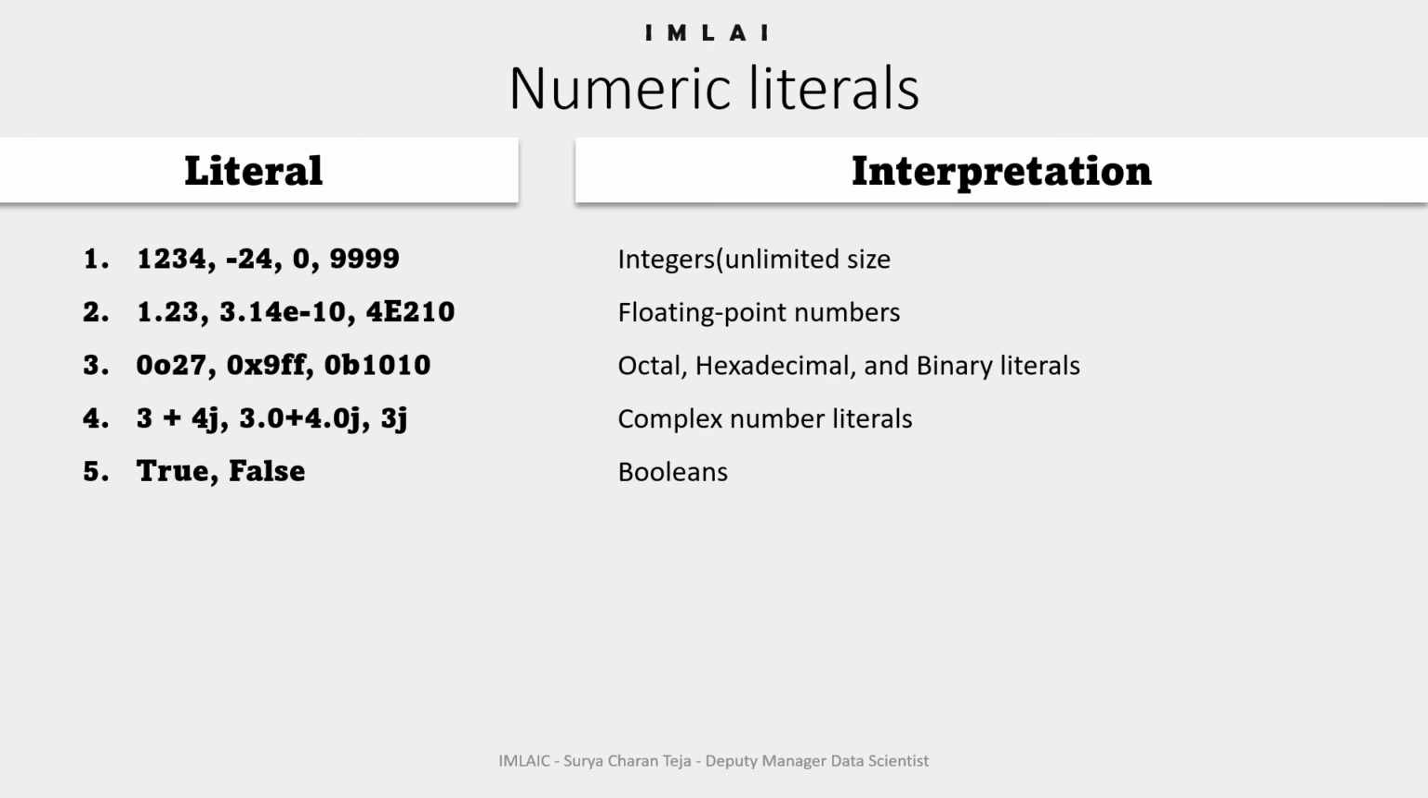And the next thing is booleans. Booleans also come under the numeric literals. Why? Because inherently they are 0 and 1 only. That's the reason these also come under numeric literals. And finally, sets. Sets by and large we use for mathematical operations. So that's the reason they are categorized under numeric literals.